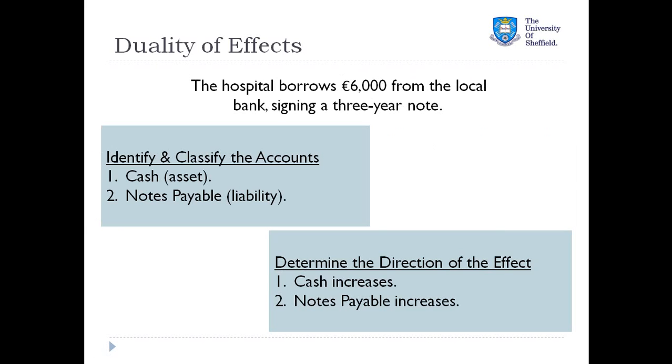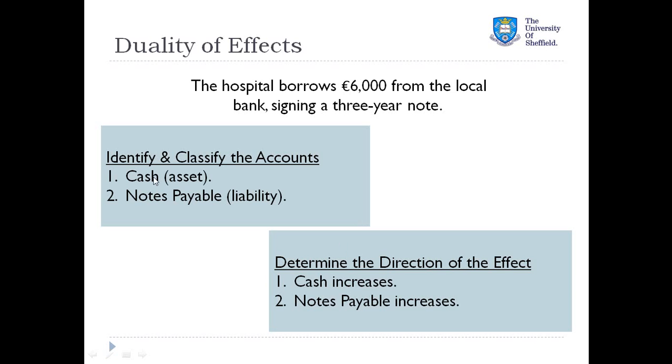Let me give you another example. The hospital borrows 6,000 from the local bank, signing a 3-year note. So in this case, since the hospital borrows money, obviously we will get some extra cash in the company.